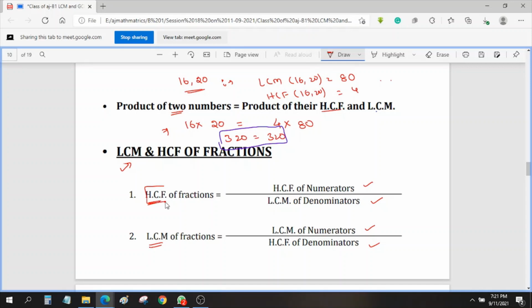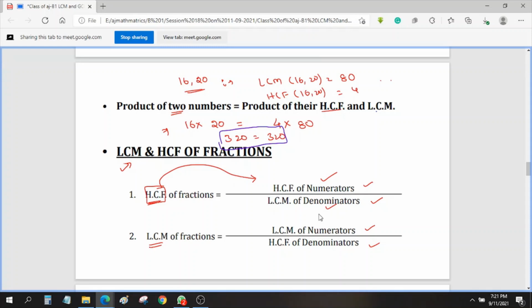Simple. If you want to find out HCF of fractions, the numerator will be HCF of numerators and the denominator is LCM of denominators. On the top it will always be the numerator, on the bottom it's always the denominator. Now you may get confused about HCF or LCM of numerators. Simple. If it is asking about HCF, the top word should be HCF and the remaining word should be LCM, that is in the below. And if you want to find out LCM of fractions, the top should be LCM, and the remaining word should be the below.